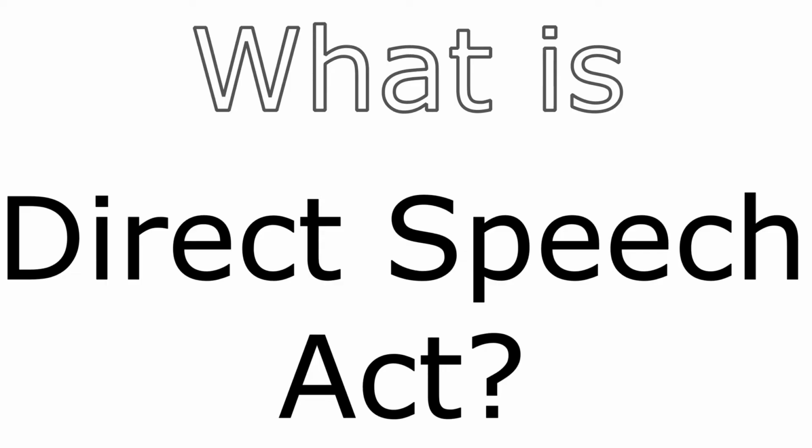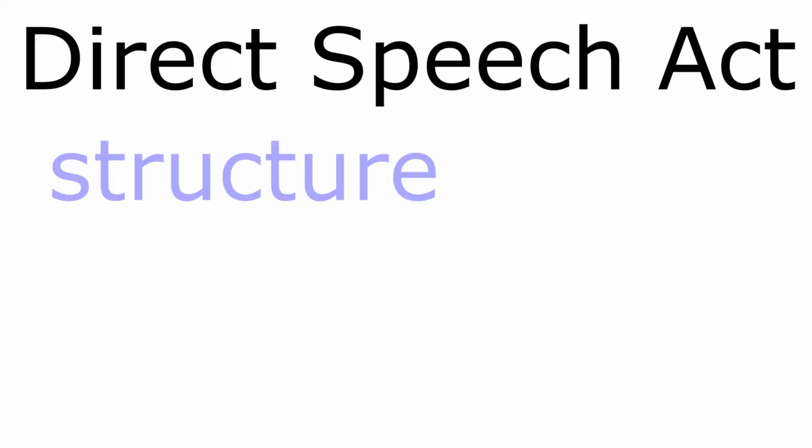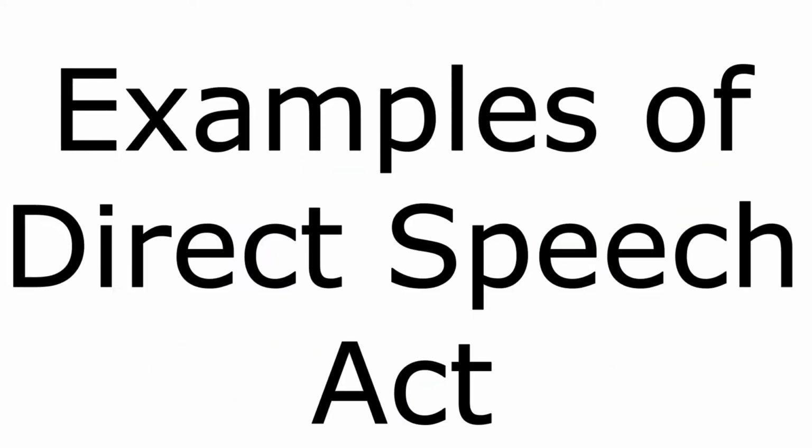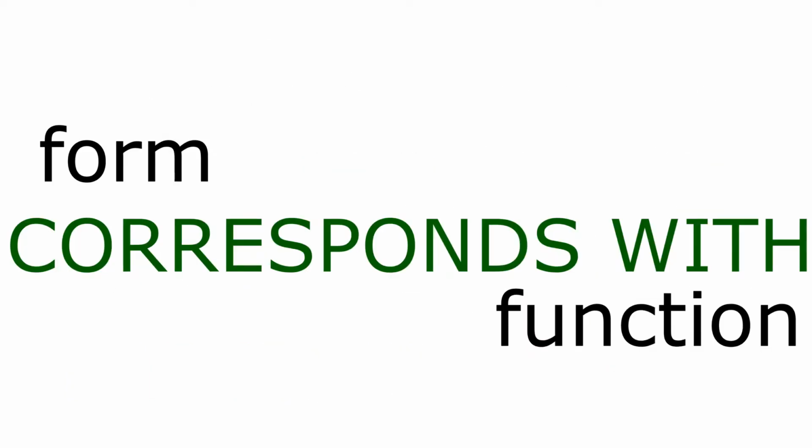An utterance is seen as a direct speech act when there is a direct relationship between the structure and the communicative function of the utterance. Let's have the following examples that show that the form corresponds with the function.